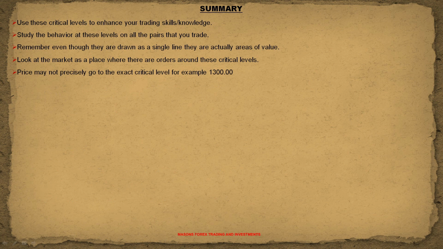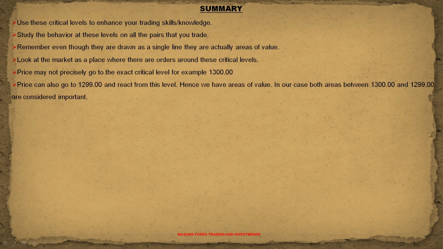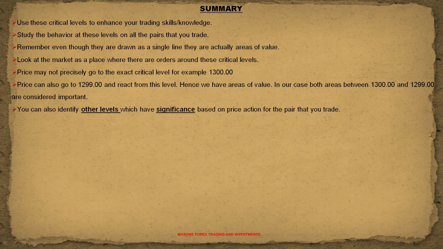Price may not go precisely to the exact critical level, for example, 1300.00. Price can actually go to 1299.00 and react from this level. Hence, we have areas of value. In our case, both areas between 1300.00 and 1299.00 are considered important. You can also identify other levels which have significance based on price action for the pair that you trade. They don't necessarily have to be 50s or 100 levels.